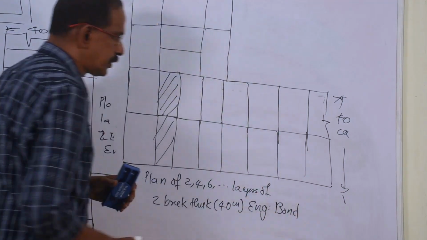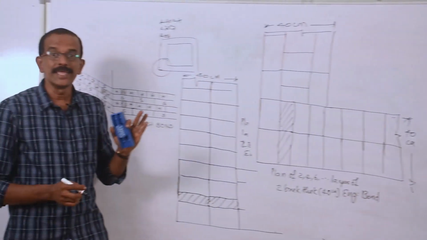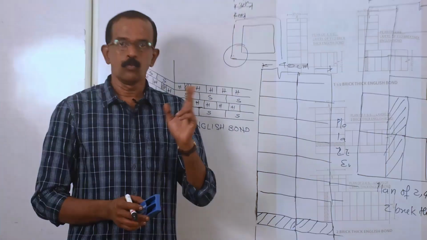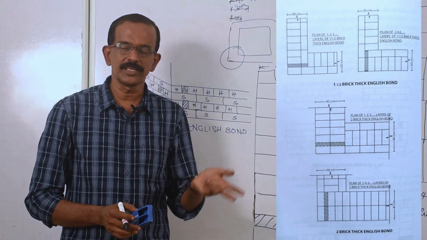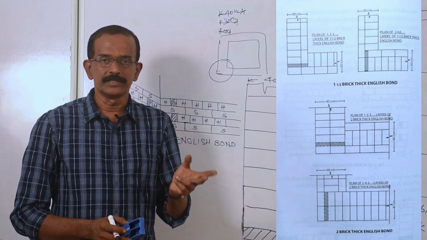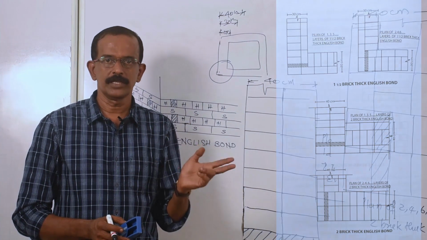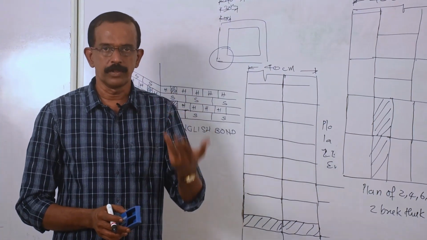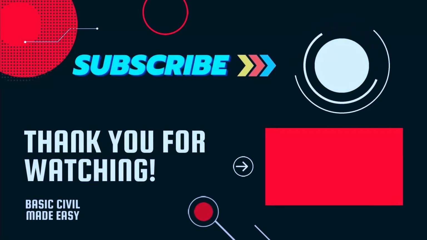So we have completed 6 sketches in English bond. Top view 20 centimeter, 1 brick thick, first layer, second layer, 1.5 brick, that is 30 centimeter, first layer, second layer, 2 brick thick, 40 centimeter, first layer, second layer. Similarly, there are another 6 sketches for the Flemish bond.